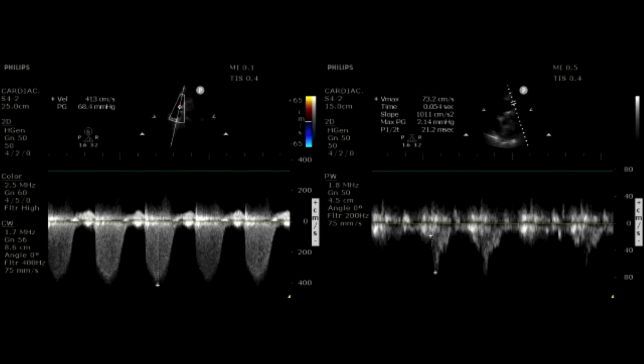Anything less than 120 milliseconds is considered abnormal and too rapid for the acceleration time. And if there's a significant change in that, then one could argue that there's something acute over chronic going on. So you can certainly make that case. It certainly becomes more difficult to call an acute PE in patients that have chronic pulmonary hypertension.